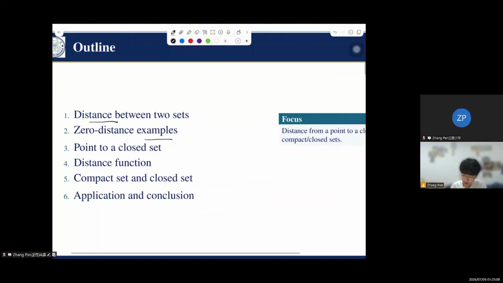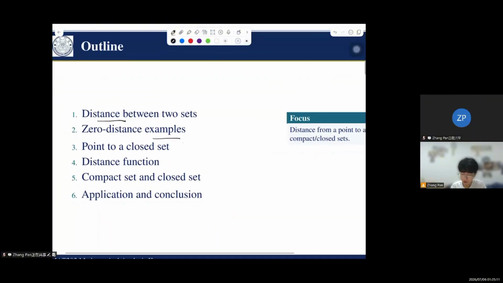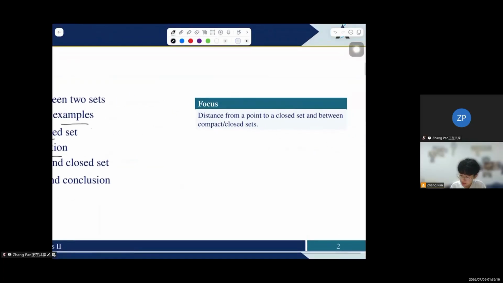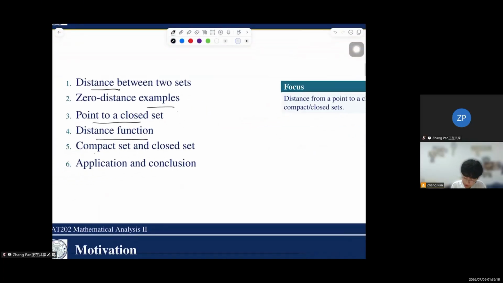After that, I will introduce the definition of the distance from a point to a closed set and the distance function. Then, I will discuss the distance between compact sets and closed sets. Finally, some applications and a conclusion will be included.